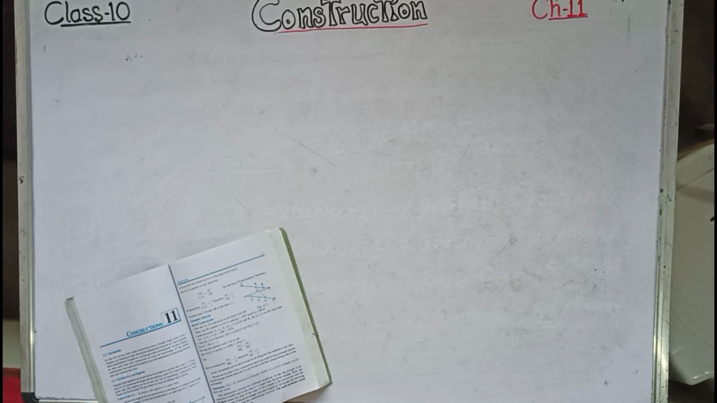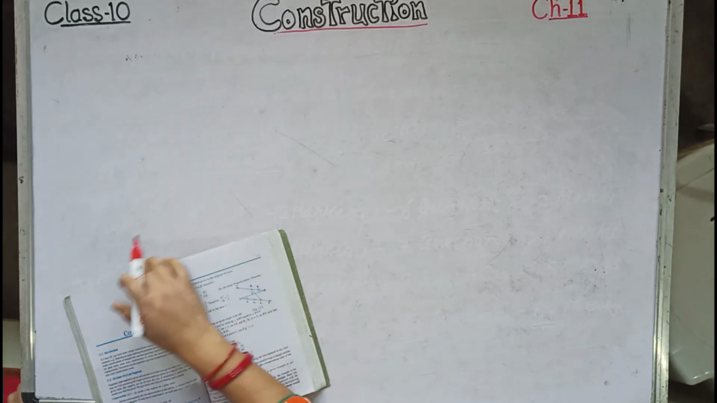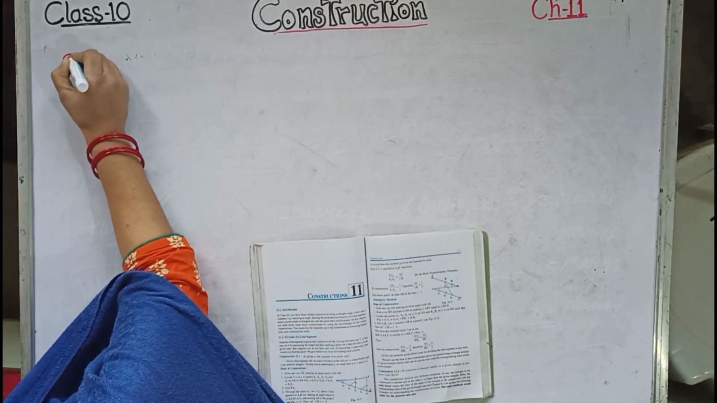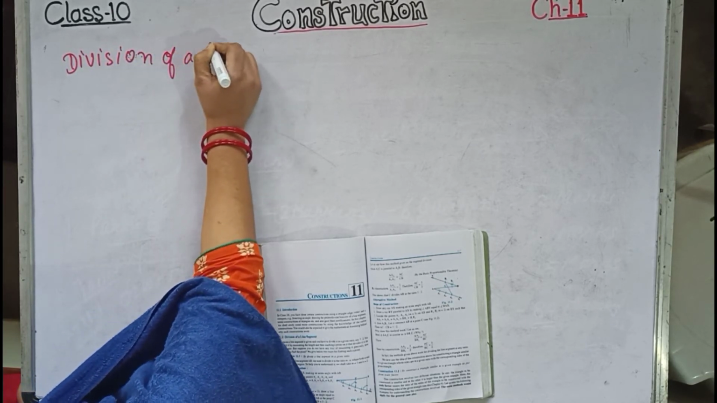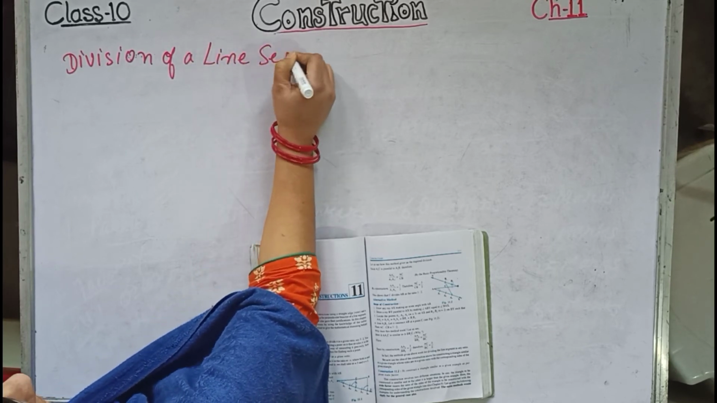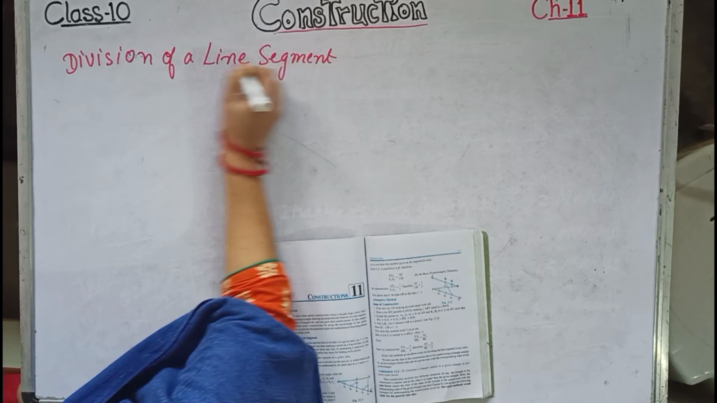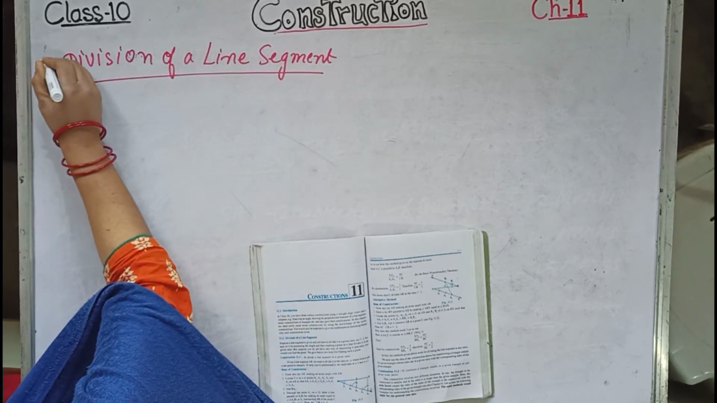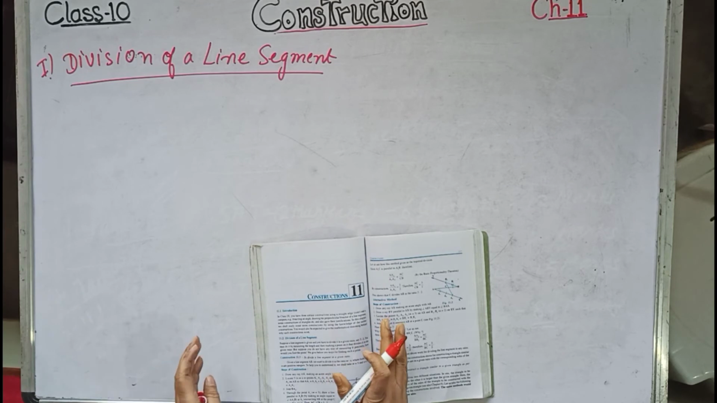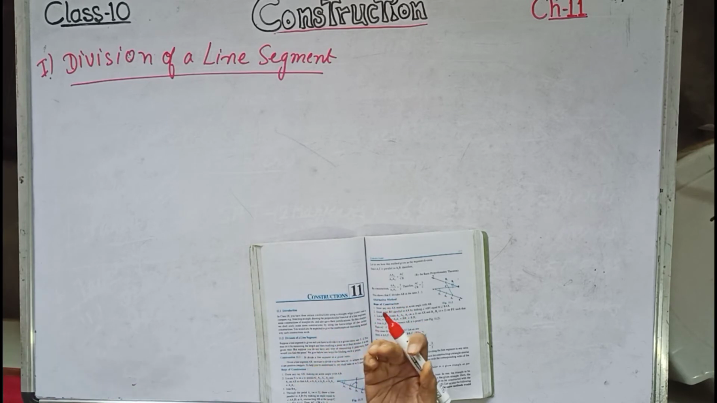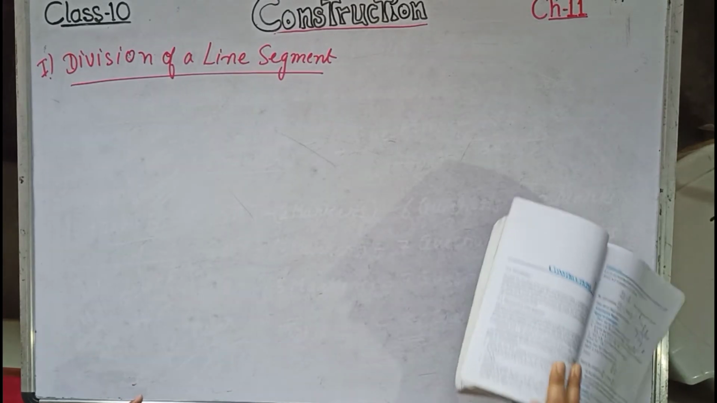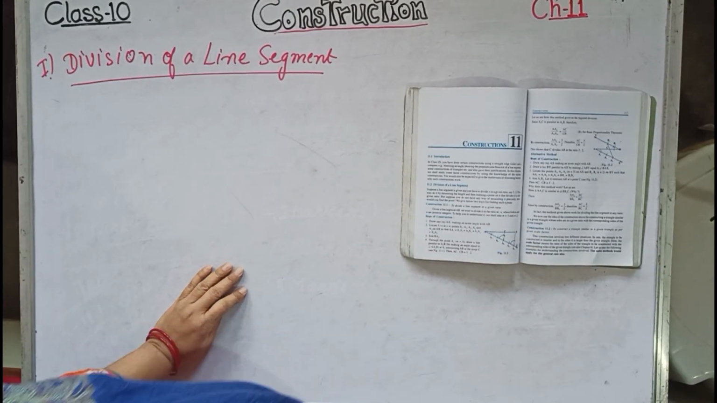Now turn to page number 216, construction. The first topic of the construction is division of a line segment. You have done division of a line segment in standard 9 nicely. In this, we have to draw a line segment of a given length and divide that line segment in the required ratio. Ratio means m is to n, may be given 2 is to 3, 7 is to 2, whatever. This has been taught in junior classes as well.